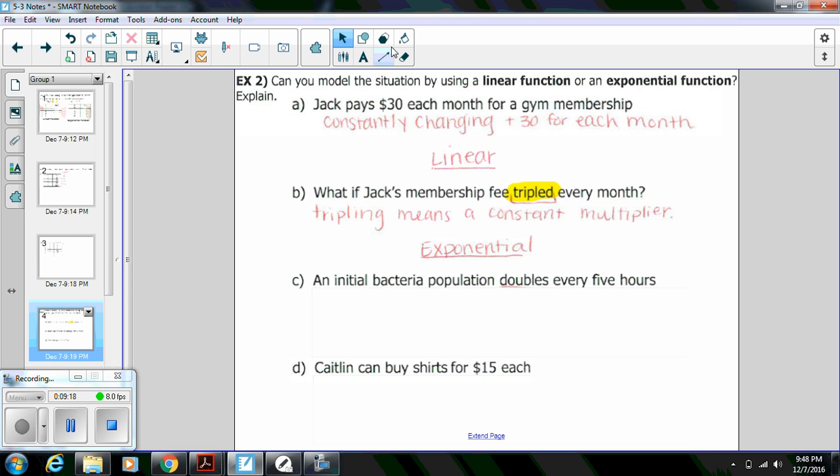Now we have the initial bacteria population doubles every 5 hours. Buzzword. So again, we have an exponential function because we have a constant multiplier. Then it says Caitlin can buy shirts for $15 each. That is constant. It is not changing or multiplying by anything. That is best represented by a linear function.